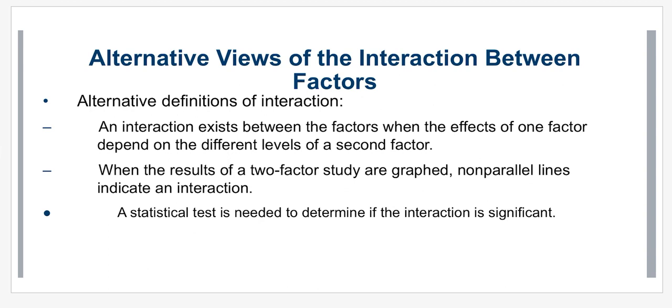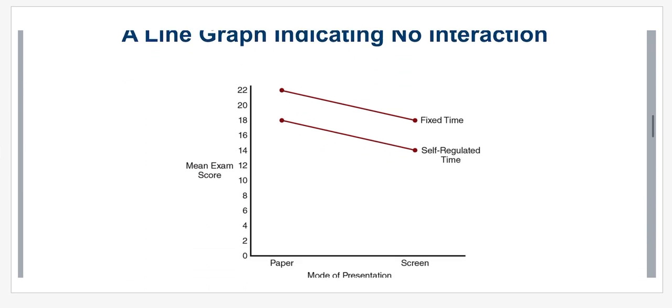So now we need to talk about the graphs. When the results of a two-factor study are graphed, non-parallel lines indicate an interaction. Well, what in the world does that mean? So we're going to go to the slide and I'll show you.